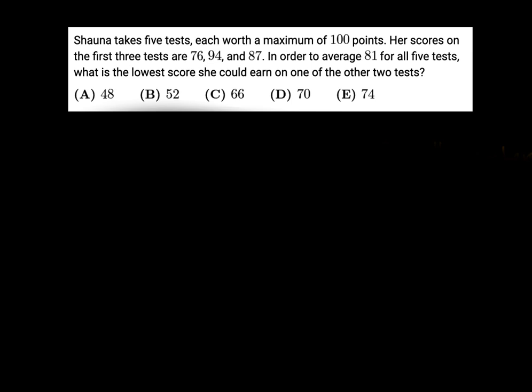Shauna takes 5 tests, each worth a maximum of 100 points. Her scores on the first 3 tests are 76, 94, and 87. In order to average 81 for all 5 tests, what is the lowest score she could earn on one of the other 2 tests?